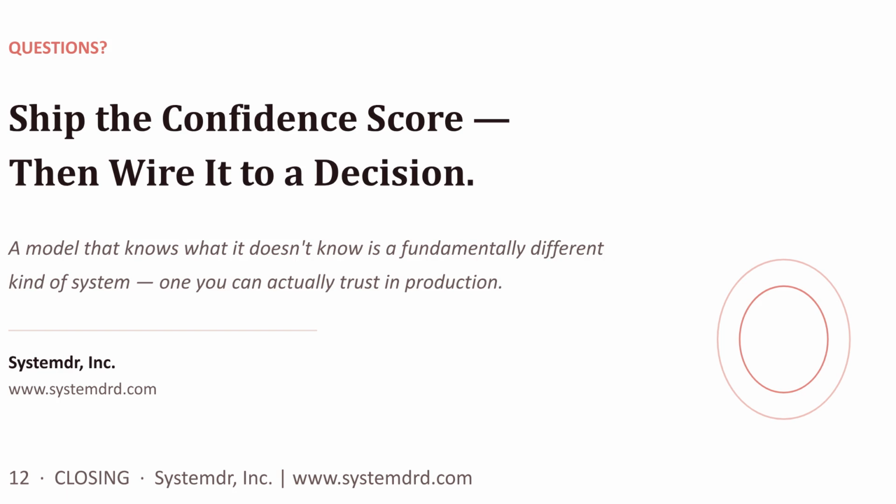I'd love to open it up for questions. If it's helpful to start us off, how would you retrofit conformal prediction onto a model you already have in production? How do you explain a coverage guarantee to a non-technical stakeholder or a regulator? Or how does any of this change for multi-label or regression settings?